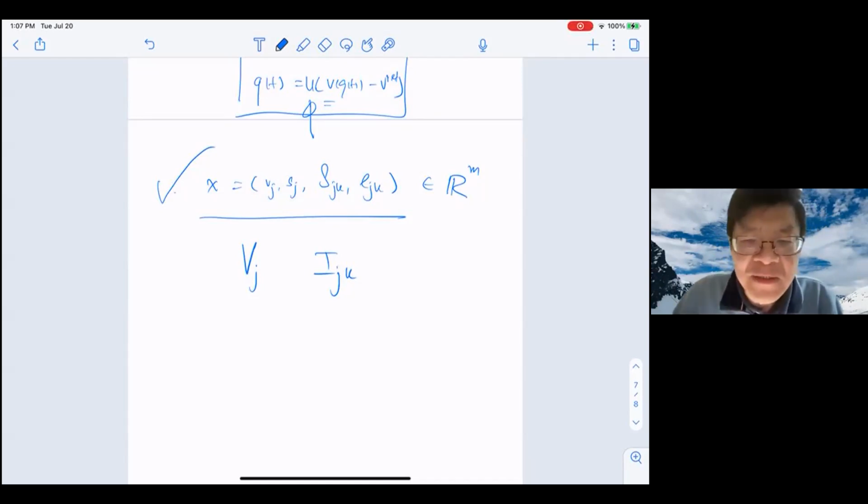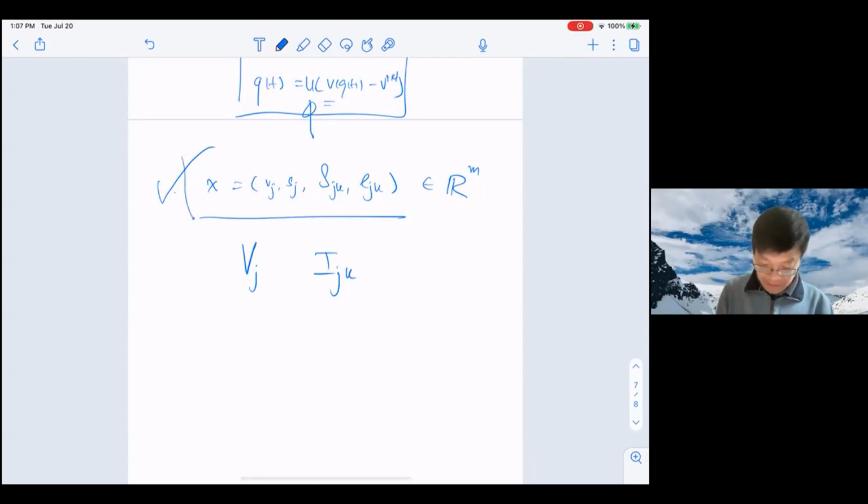So I'm looking at the question of why we need to check the cycle condition. In this flow model, there's no angle information. So these are the variables we can solve from this flow model: voltage magnitude and current magnitude, but no phase angle.